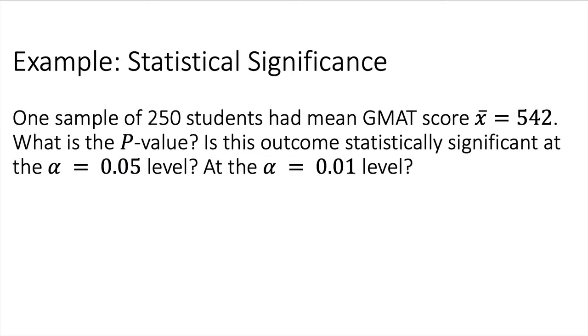So let's look at an example that we've already looked at. We had a sample of 250 students that had a mean GMAT score of 542. Remember that the actual mean for the whole population was 550, and we wanted to know if this mean was lower. So our null hypothesis was that the mean equals 550, and the alternative hypothesis, we were looking for evidence that the mean was less than that.